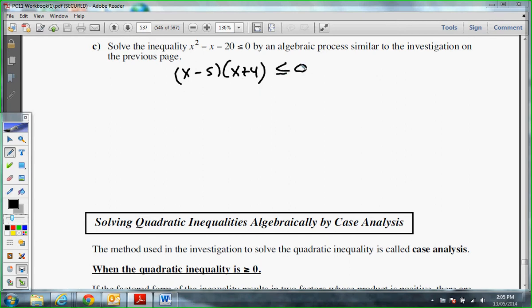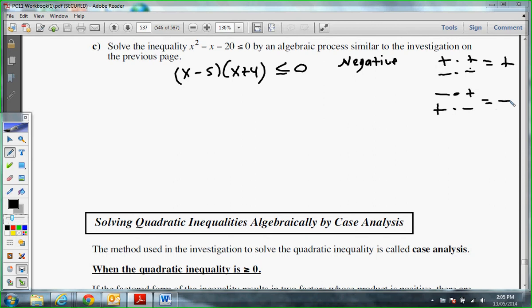Well, less than or equal to 0 means negative. Last time we were doing positive. For positives, we wanted plus times plus or negative times negative. That gives us a positive answer. For a negative answer, it has to be negative times positive or positive times negative. That gives us negative answers. It's only 4 options you have.